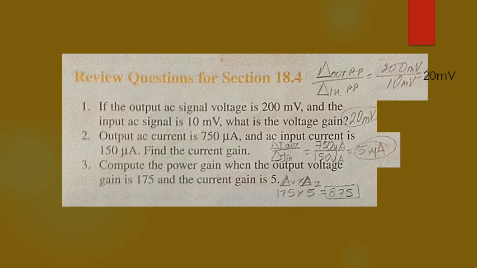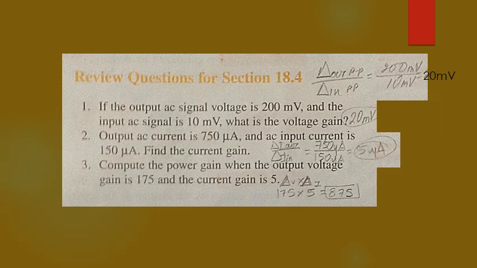Question 2. Output AC current is 750 microamps and AC input current is 150 microamps. Find the current gain. Formula is shown. Delta I out divided by delta I in. In this case, 750 microamps divided by 150 microamps gives us a total of 5 for the answer.